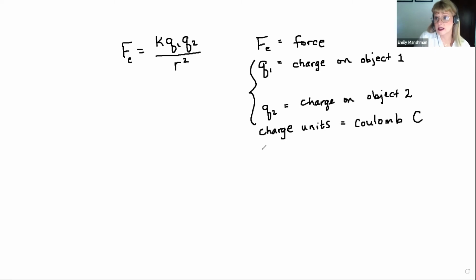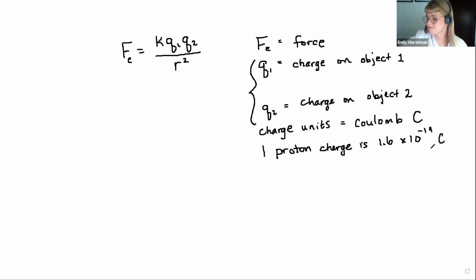And so for reference, if you're wondering what a Coulomb is, the charge of one proton is 1.6 times 10 to the negative 19th coulombs. And it's positive because it's a proton, and we would denote that with positive charge.